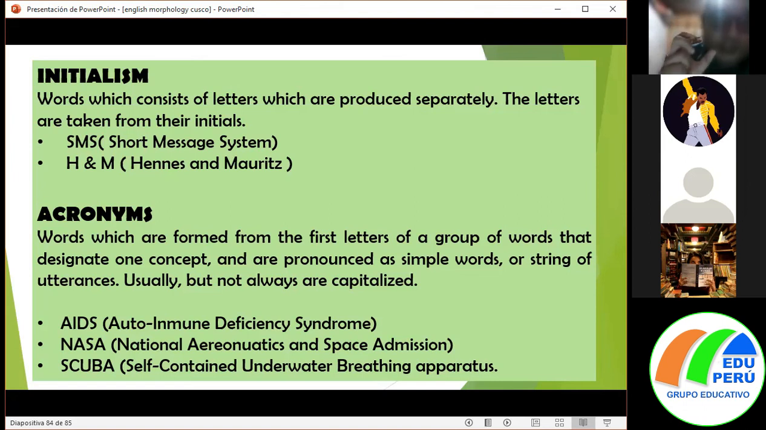The initial letters are pronounced together as a simple word. This is the difference with the initialism. In an initialism, you also take the initial letters, but you pronounce them in a separated way, letter by letter. In an acronym, together. Don't forget about it.